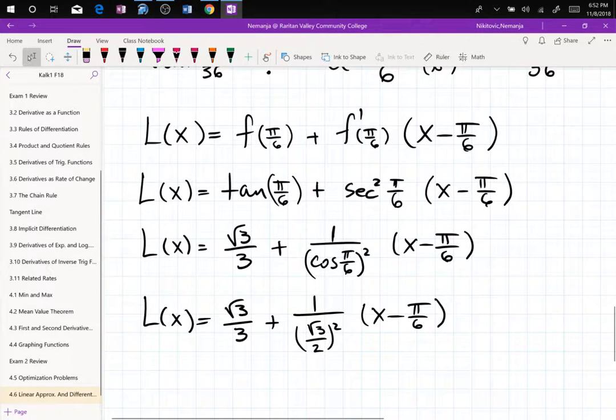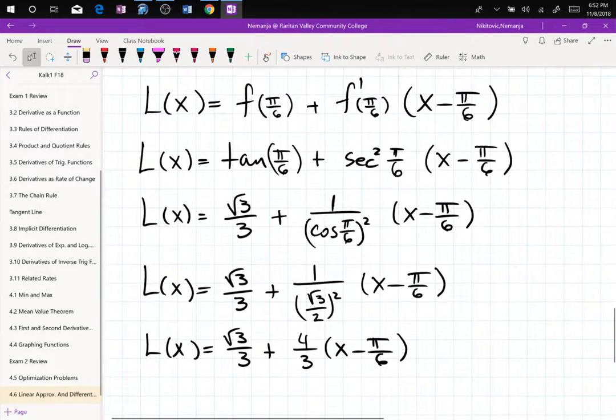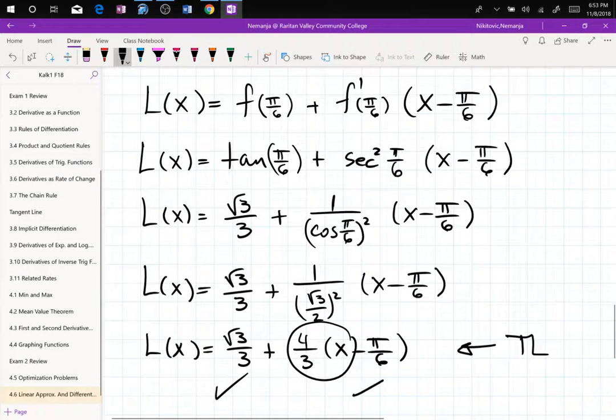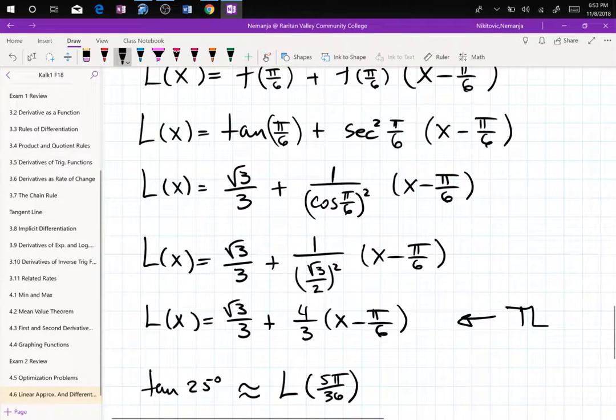And when we square, we will immediately lose the root. And right, so I have L of x is equal to root 3 over 3 plus 4 thirds times x minus pi over 6. This is your tangent line. Yeah, I know it doesn't look like y equals mx plus b, but here is your mx, and you combine these guys for b, and yeah, you got it. Now, tangent of 25 degrees is approximately equal to L computed at 5 pi over 36. So that's what it is.